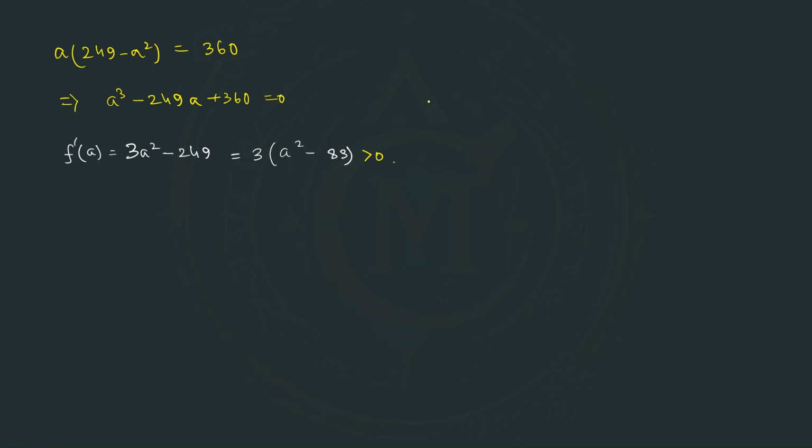Now this derivative is always greater than 0. How? Because we know that a square equals 83 plus 2b, and as b is the sum of those three positive real numbers taken two at a time, b must be positive. So a square minus 83 must be positive.